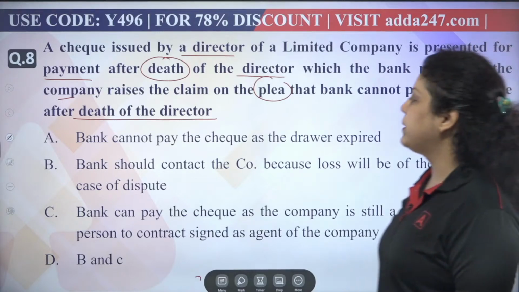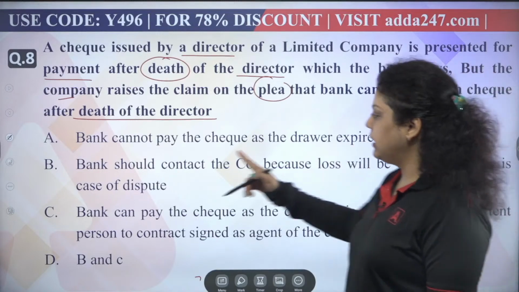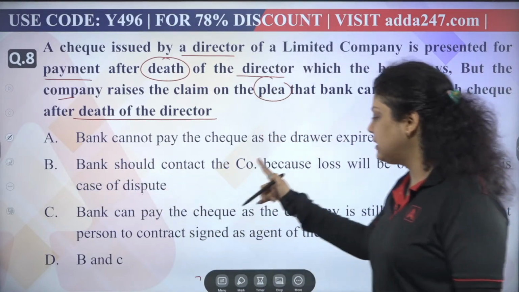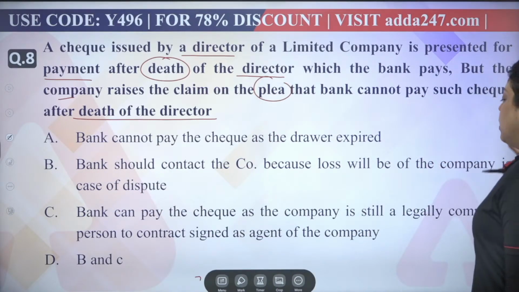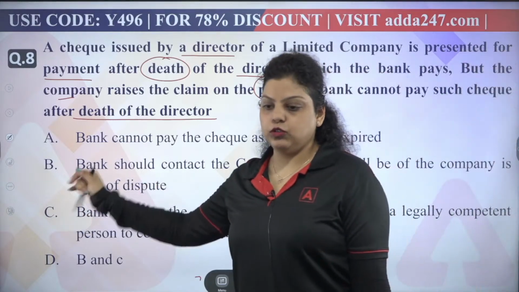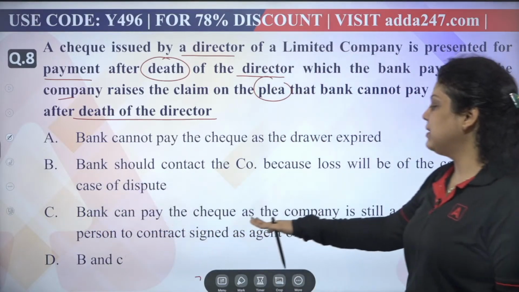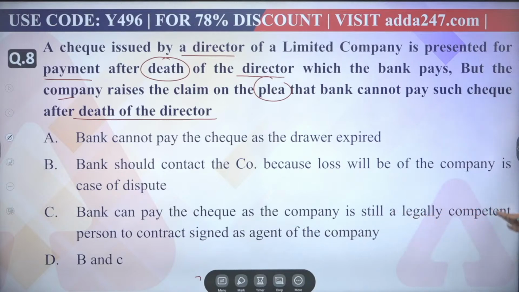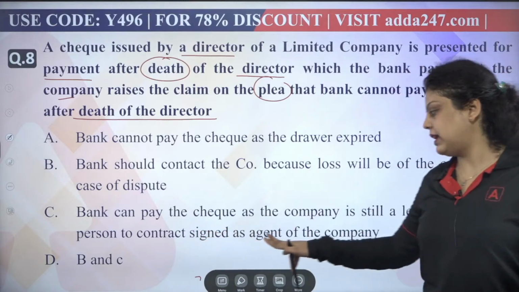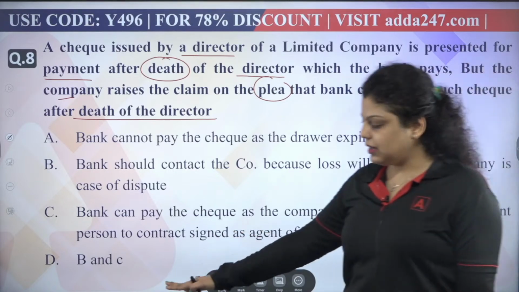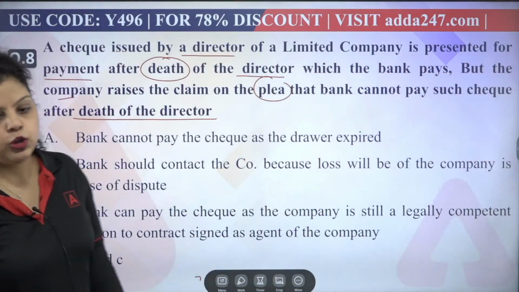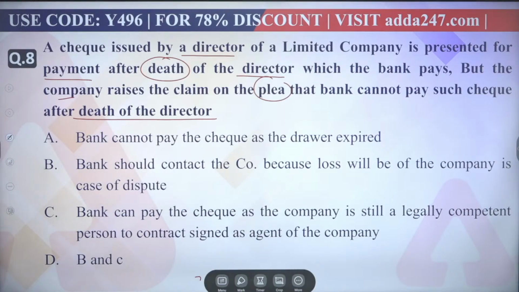First is, the bank cannot pay the check as the drawer expired. Second is, the bank should contact the company because the loss will be of the company in case of disputes. Third is, the bank can pay the check as the company is still a legal competent person to contract, signed as agent of the company. Or D is B and C. So what should be the action taken here?